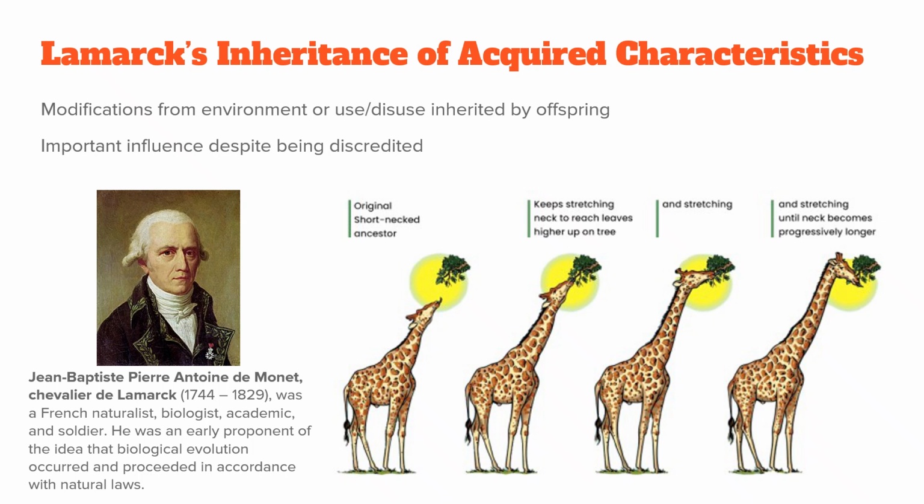Jean-Baptiste Lamarck proposed that traits acquired during life, like a giraffe stretching its neck, could be inherited by offspring. Although we now know that this mechanism is not correct, Lamarck's big contribution was arguing that natural laws could drive biological change, a crucial step toward a scientific theory of evolution.